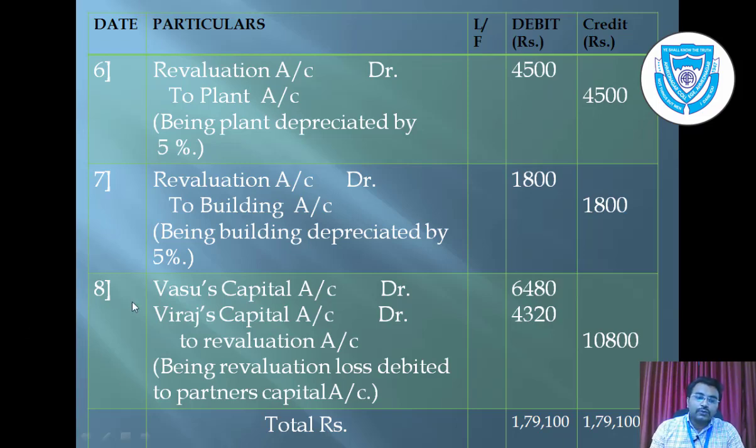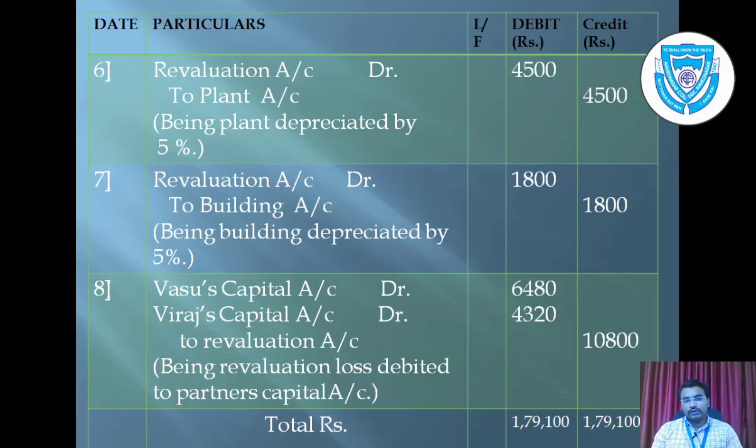So you have to give credit to revaluation account, and while writing the narration you have to write there: revaluation loss debited to partners capital account. So to which partners do we have to transfer this loss? The old partners are the ones who will bear this loss. The new partner will have no involvement here, because whatever assets are revalued are owned only by the old partners before the admission of the partner, and that's why the value of that revaluation loss would be debited only to the old partners capital account.